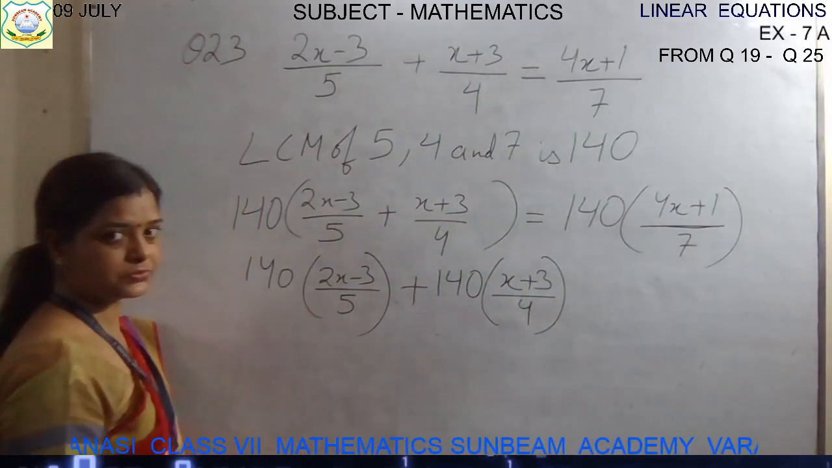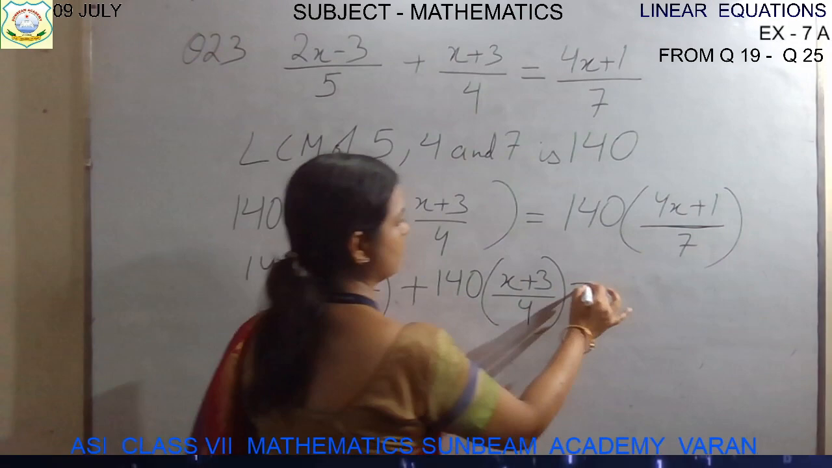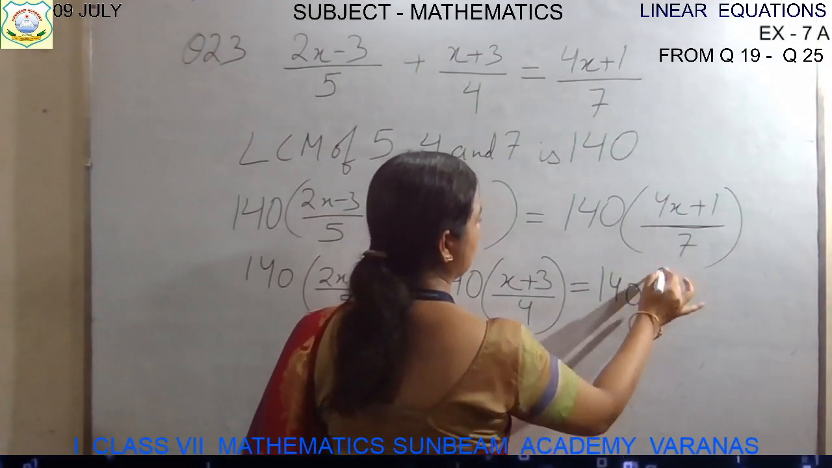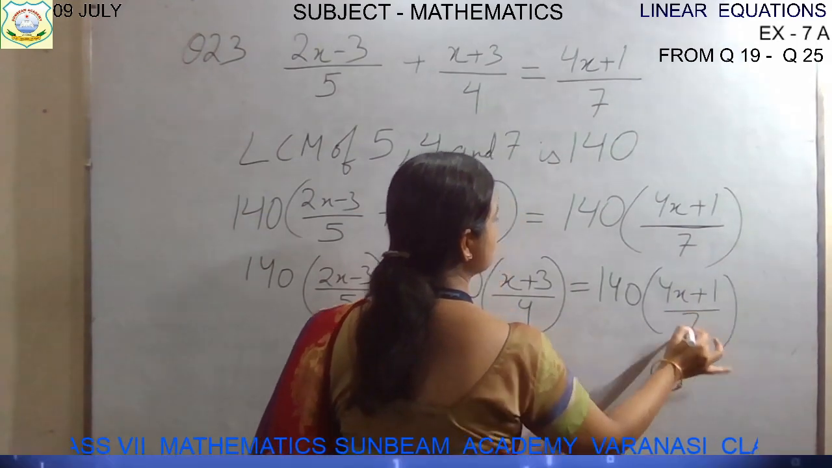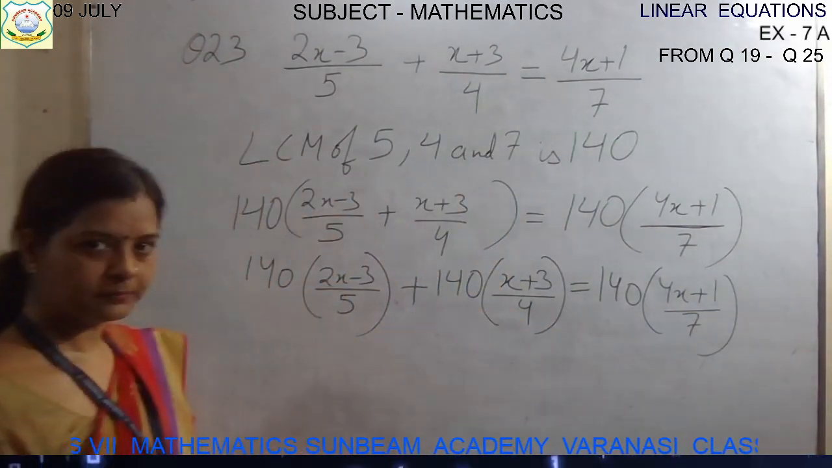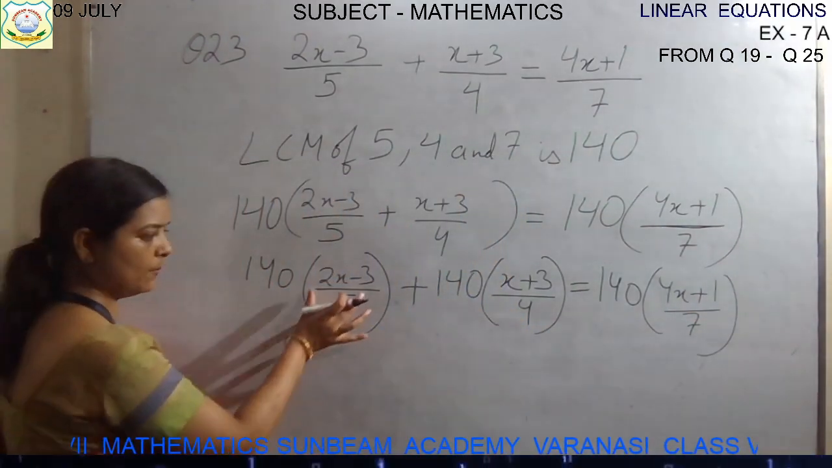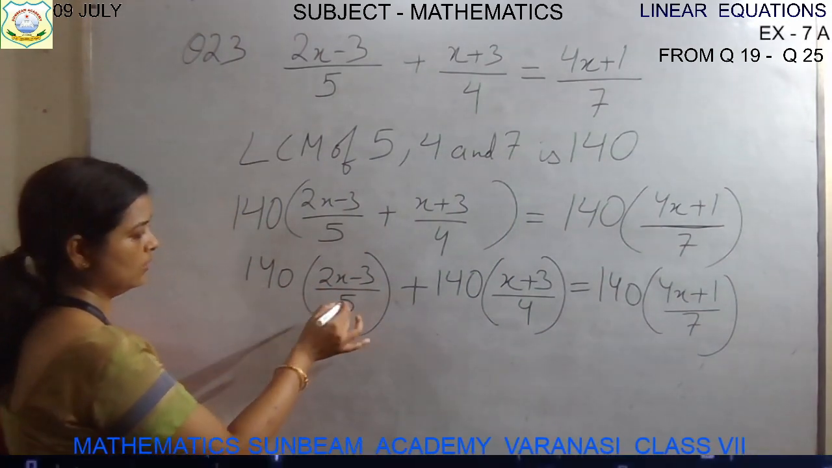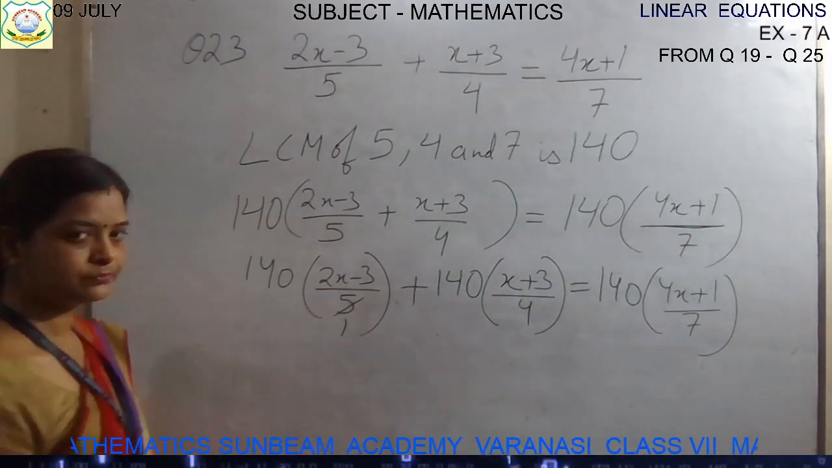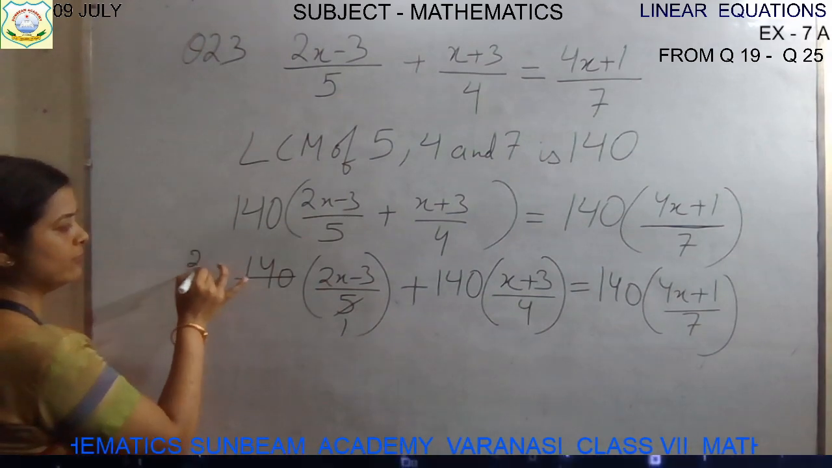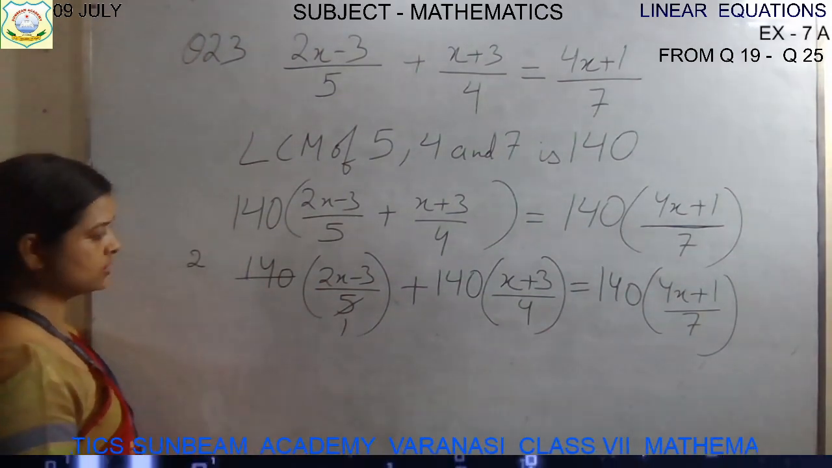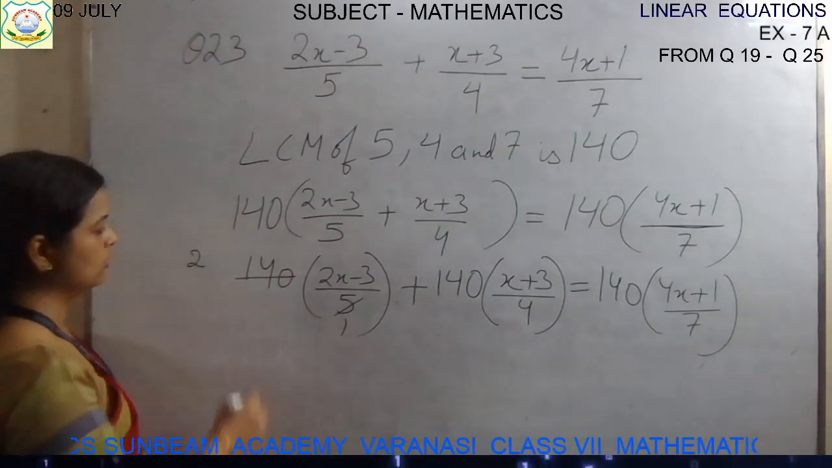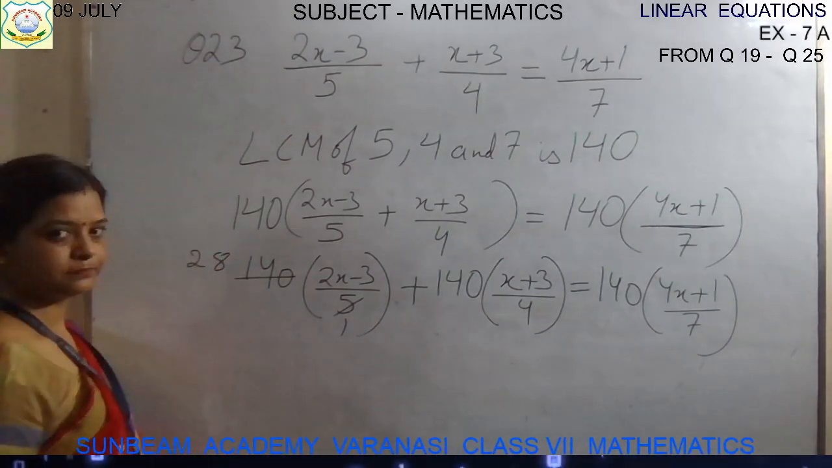That's in this way. And then is equal to 140 4x plus 1 divided by 7. Clear? Now let's simplify. It is whole upon 5, so we can simplify it. 5 ones are 5. This will be 5 twos are 10. 4 is left. So how much? 40. Okay. So 5 eights are 40.